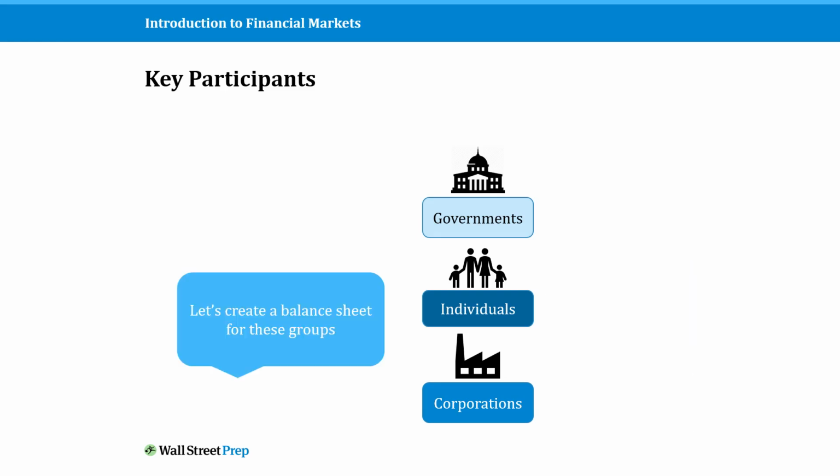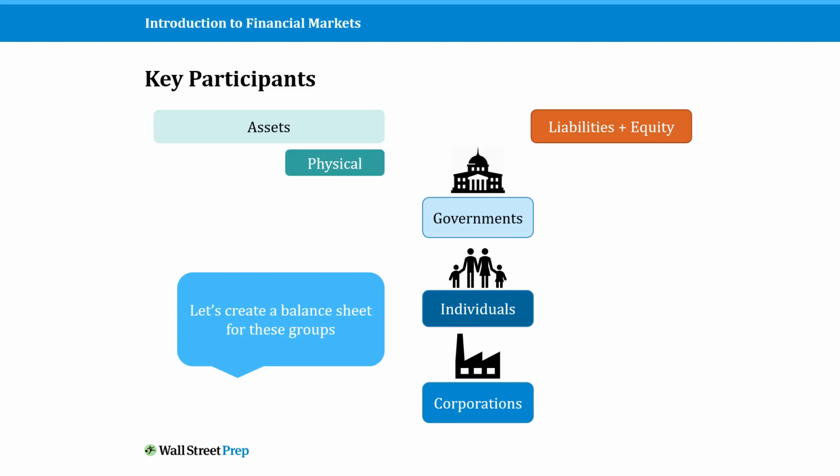And let's create a balance sheet for these groups. A balance sheet has two sides: assets and liabilities. Assets for things that you own, and liabilities for things that you owe. How you fund these assets. On the asset side, you have physical assets, things that you own that you can touch and feel. And then you have financial assets, cash and investments that you see on a bank statement.